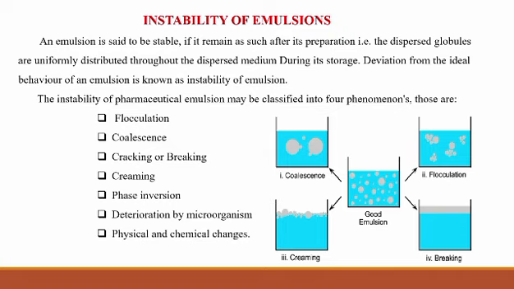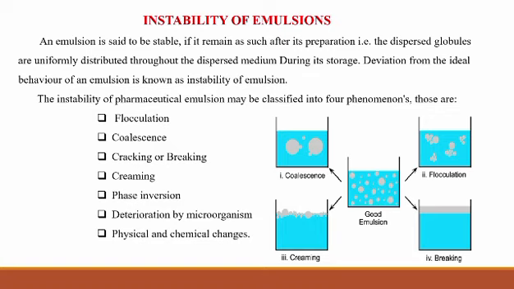We know that each and every emulsion we have prepared should have some ideal behavior. When there is any deviation from that behavior, it is known as instability. When an emulsion is said to be stable, it should remain as such when it is prepared. In whatever condition the emulsion is prepared, it should be in that condition till it reaches the consumer or throughout its shelf life.